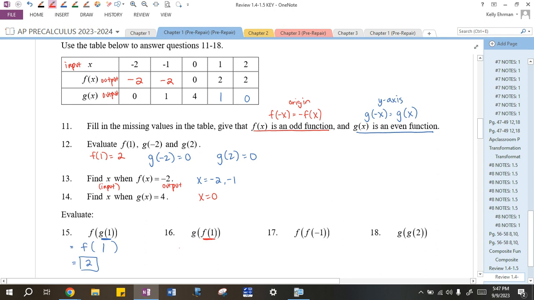This time we start on f. When f's input is 1, the output is 2. When g's input is 2, its output is 0.